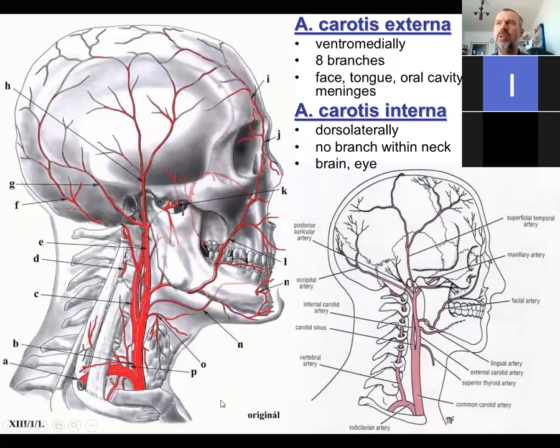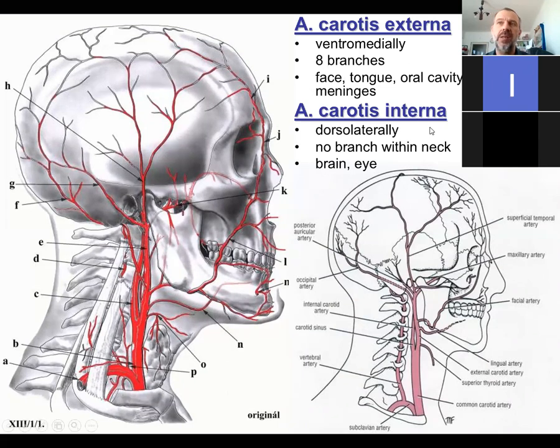So now the bifurcation into the external and internal carotid artery. So what we should know about them. External has got 8 branches, and it supplies what is externally. That means the face, yeah, all the covers of the skull, tongue, oral cavity, pharynx, even meninges. The internal carotid artery has got no branch on the neck, and it supplies what is inside the skull. That means the brain and the eyeball, yeah, and the orbit.